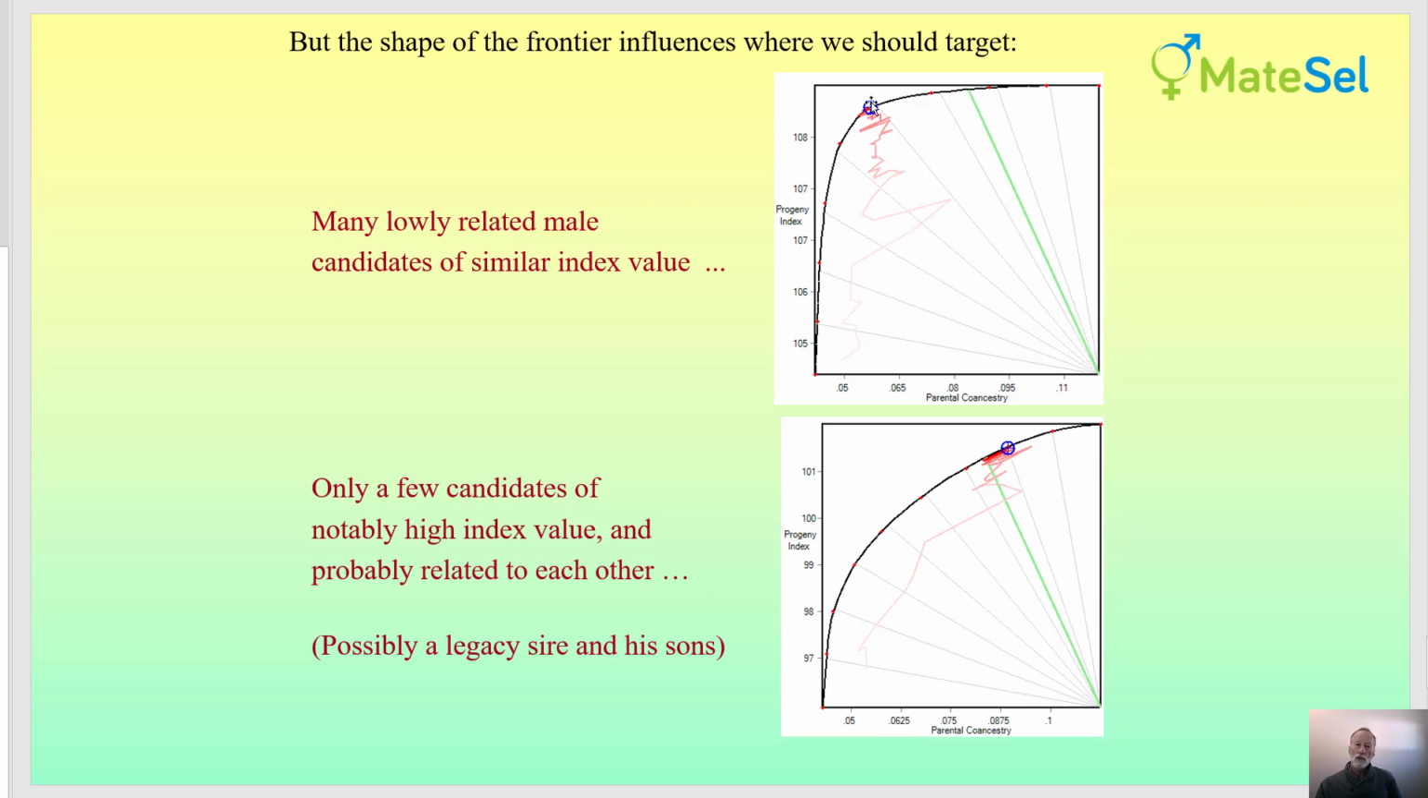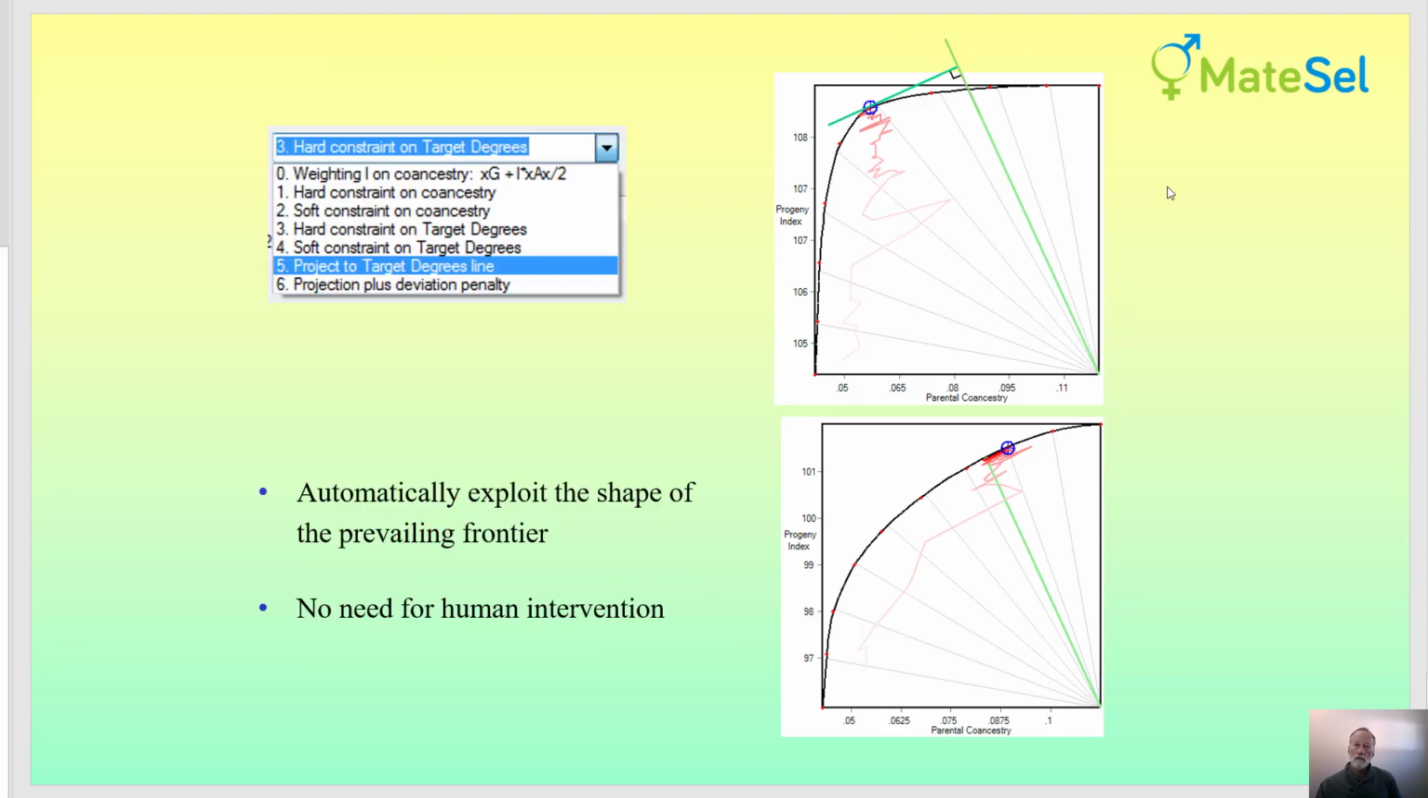How does Matesel know to go over here? Well, it's quite simple, because this project to target degree line actually looks essentially at this. It looks to see how far we can go up this line as if it were an index on its own. And you can see here, by putting a right angle, this is the point which pushes you furthest up this line in the fashion I've shown you. And that's why the solution is over here, which is a sensible place to be.